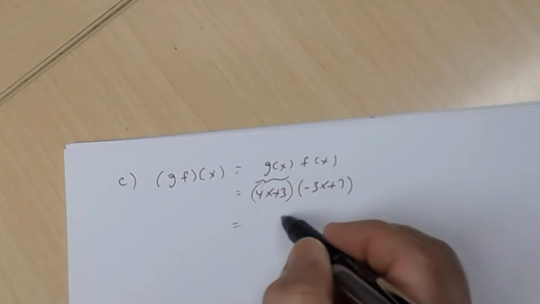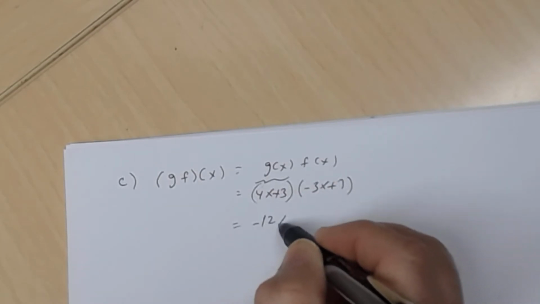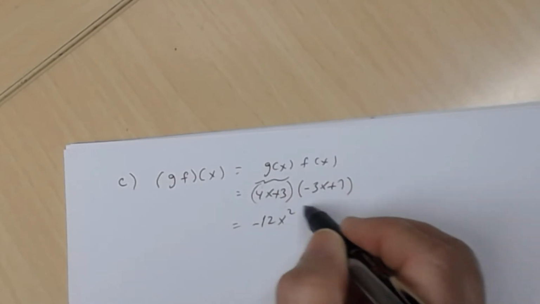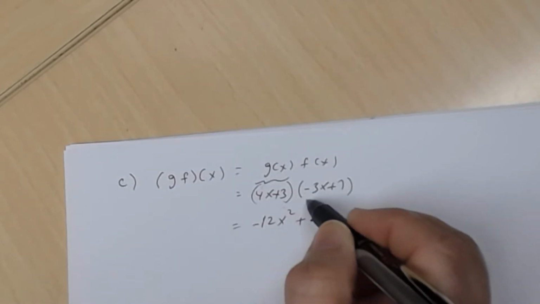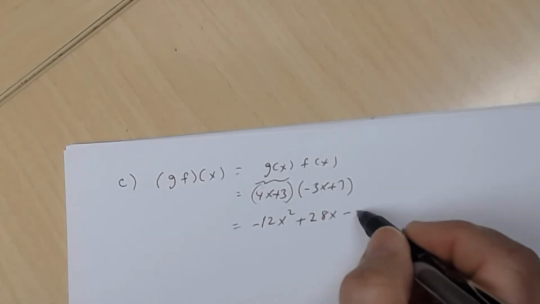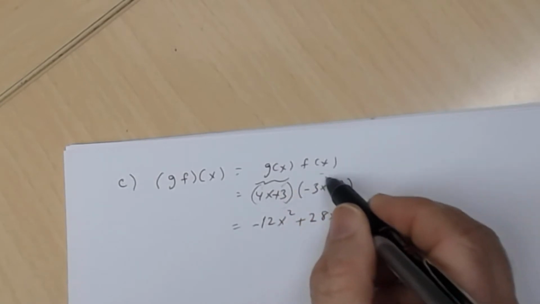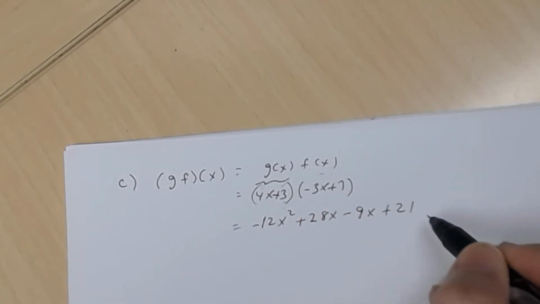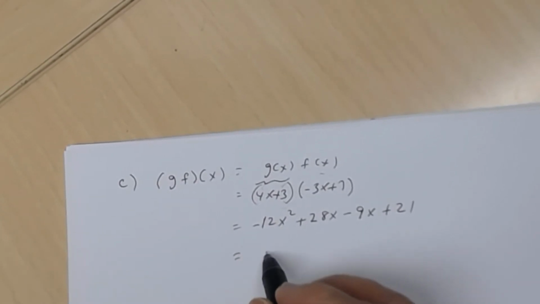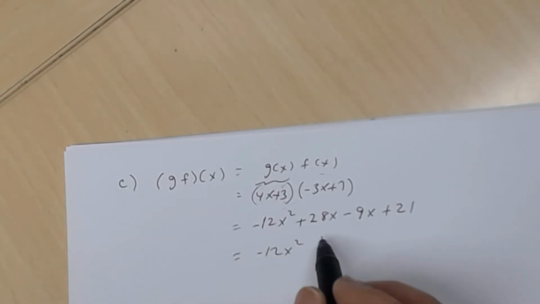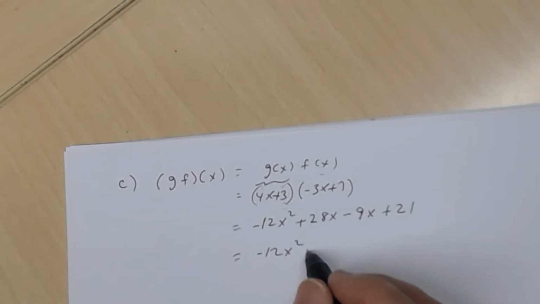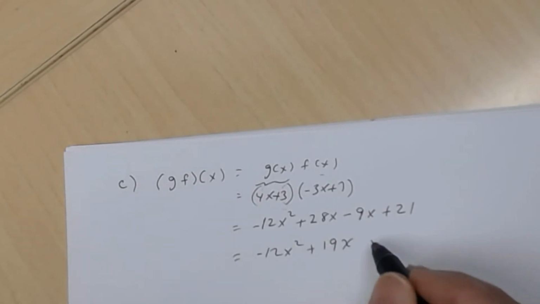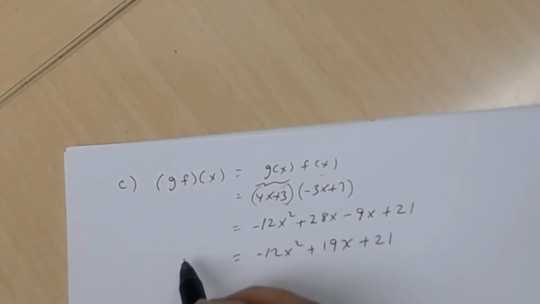4x times negative 3x is a negative 12x squared. The outer, 4x times 7 is a positive 28x. The inner, 3 times a negative 3x is a negative 9x. And the last, 3 times 7 is a positive 21. When I combine like terms, I get negative 12x squared. Now let's put in descending order. 28x and a negative 9x is a positive 19x, and then plus 21. And so that is g times f at x.